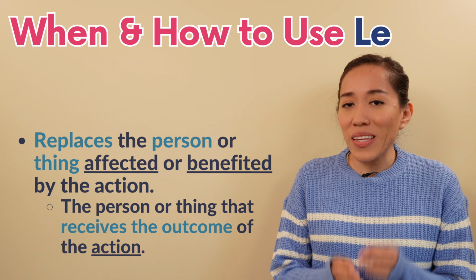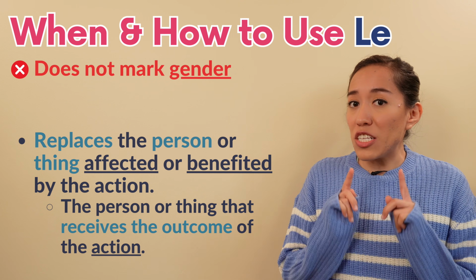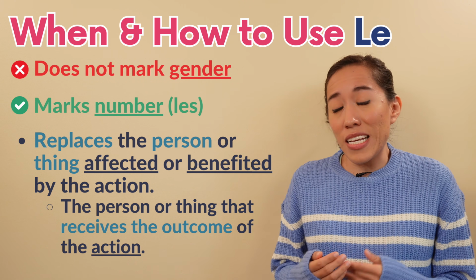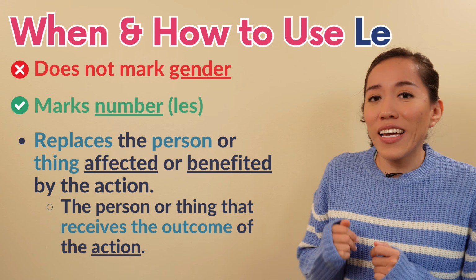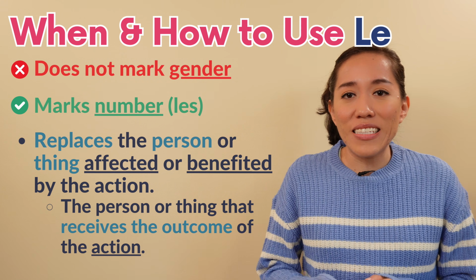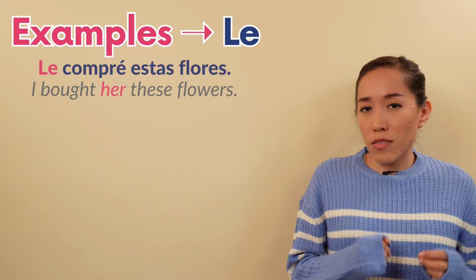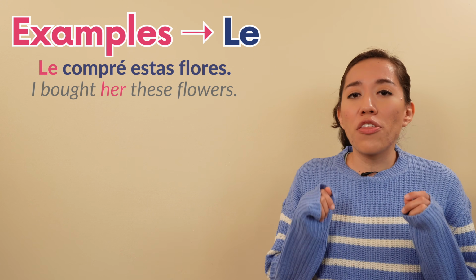As a tip, le is not going to mark gender, but it does mark number. In other words, it has a singular form, le, and a plural form, les. Okay, let's go check these examples. Le compré estas flores. I bought her these flowers.